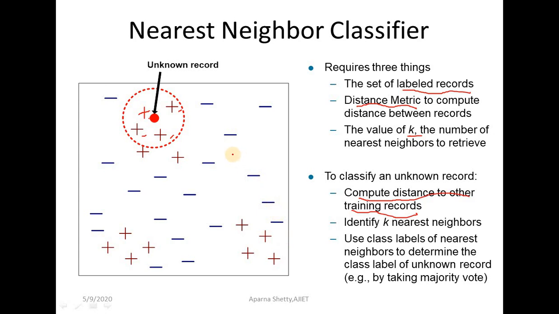Okay, once you have found the distance between the unknown record and all the training records, next you will identify the k nearest neighbors. In this example we have taken k equal to 3, so we have to identify 3 nearest neighbors, and based on the class label of the nearest neighbors we will classify this unknown record. Here all the 3 neighbors have the class label plus, hence we will classify this unknown record as plus. So this was about how the nearest neighbor classifier works.